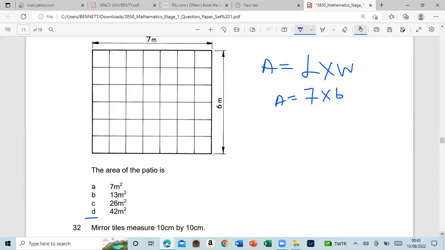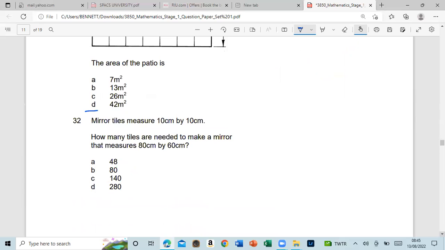All right, 32 now. Mirror tiles measure 10 centimeters by 10 centimeters. Oh, that one here is tricky, you know. Mirror tiles measure 10 centimeters by 10 centimeters. How many tiles are needed to make a mirror that measures 80 centimeters by 60 centimeters? The one here is tricky for you guys, but try still.